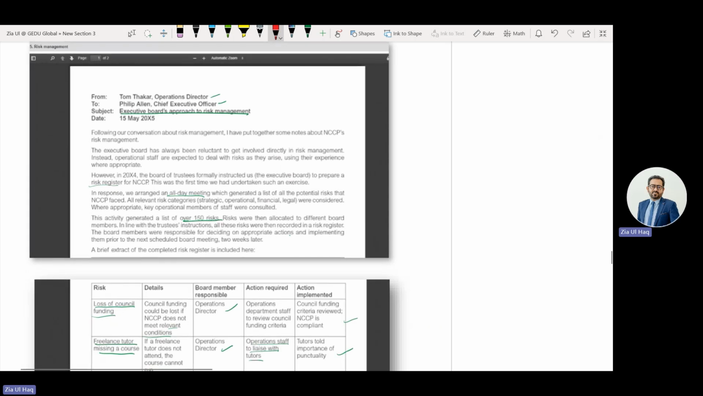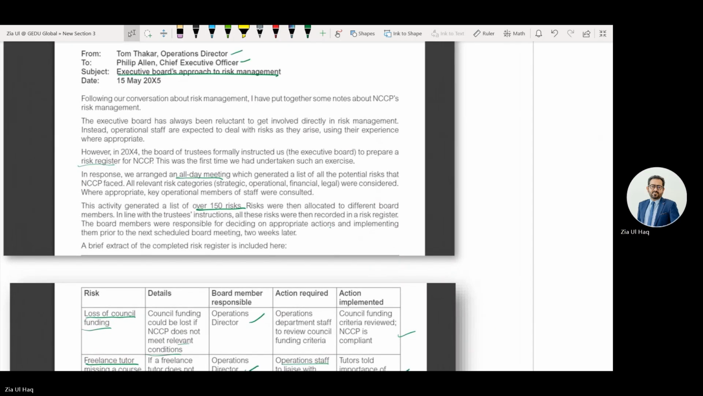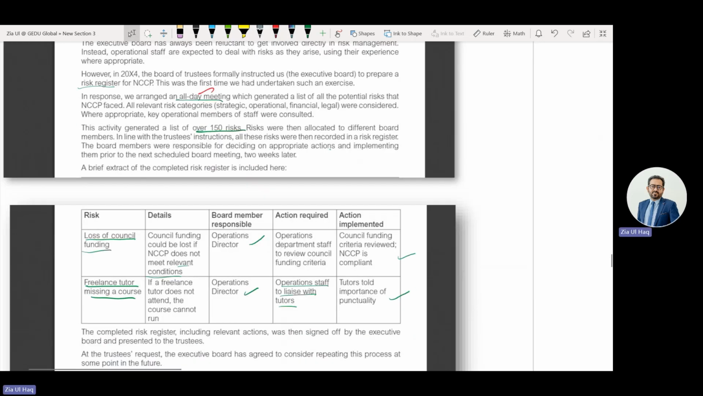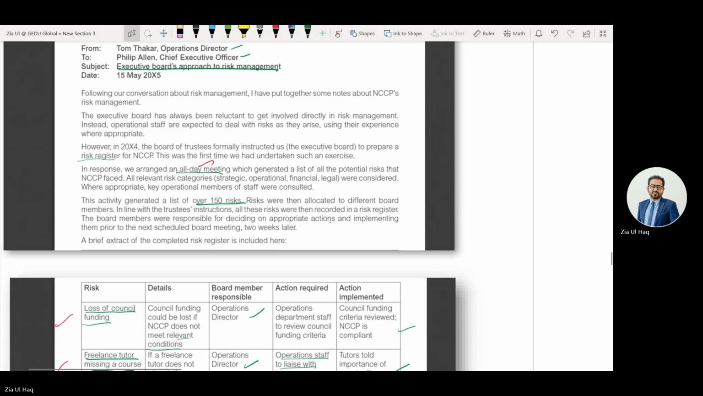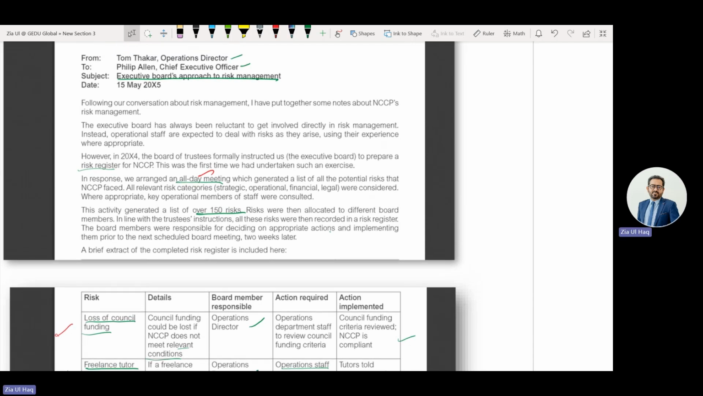So they performed risk management and spent one complete day identifying business risks. They identified 150 risks. Out of those 150, they explained two: loss of council funding and a freelance tutor missing a course. And then they discussed cybersecurity risk. They performed risk management, assessed business risk, and did it in one day only.